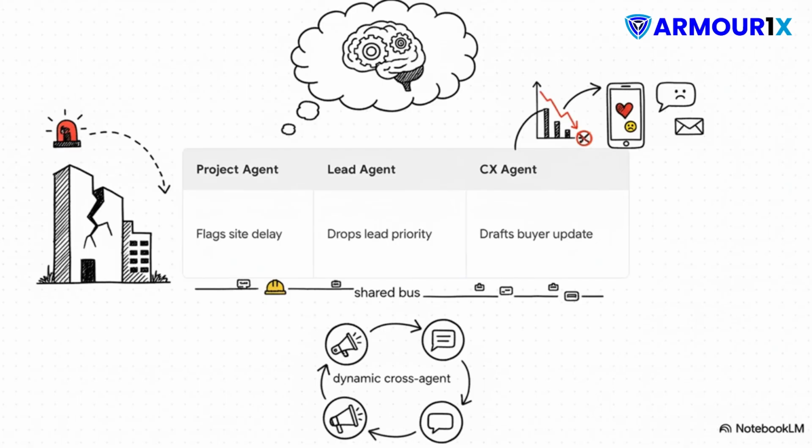But wait, at the exact same time, the customer experience agent sees that same delay signal and proactively drafts a sensitive, honest apology message to send to existing buyers over WhatsApp. Just think about that. No human project manager had to run around scheduling an emergency meeting between sales, site ops, and customer service to make this happen. The cross-agent memory bus just handles the whole shebang dynamically.